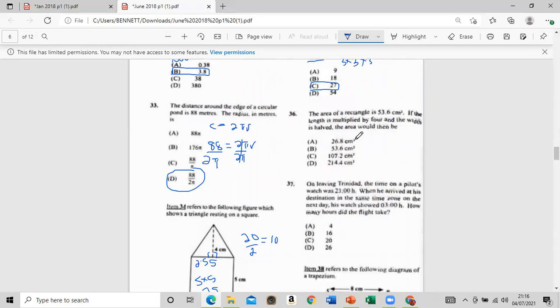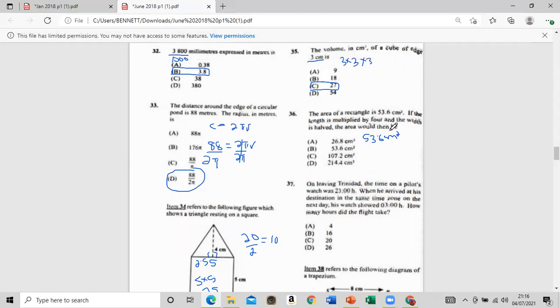The area of a rectangle is 53.6 centimeters squared. So if the length is multiplied by 4 and the width is halved, we will get it, right? So that works out to this.